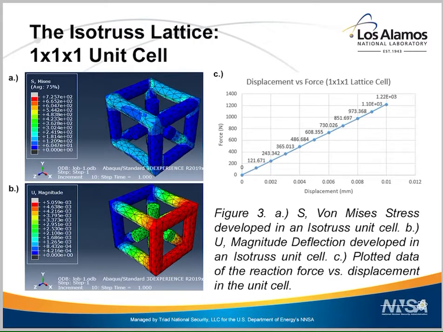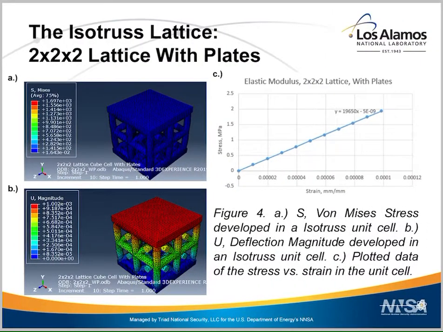The next step up was analyzing an isotruss lattice cell with the properties of titanium-64, with an applied displacement in the positive x-axis, and extrapolating the force versus displacement data. All Abaqus models herein use the material properties of titanium-64. Then, the next step up from that was analyzing a 2x2x2 lattice cell with plates. Having applied a displacement in the positive y-axis, I extrapolated a stress versus strain curve.